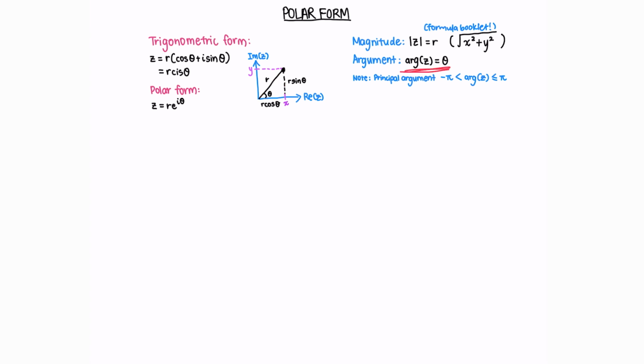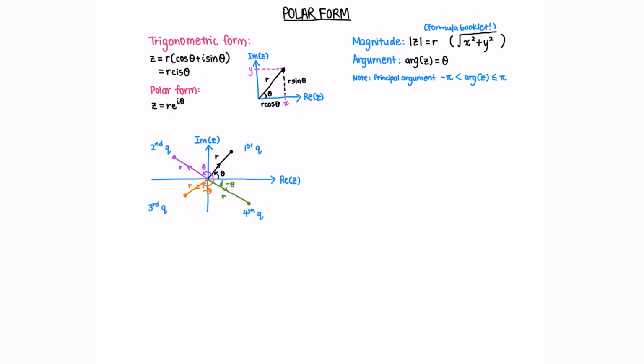Next, argument or arg z is equal to theta. Okay, wait, but there's a little bit of a caveat here. This is a pretty big caveat actually. The principal argument will be between negative pi and pi. This principal argument is a rule we try to follow when we are expressing our final answer, only our final answer. Okay, if it's our intermediate answer, it doesn't really have to follow the principal argument. And again, this is between negative pi and pi.